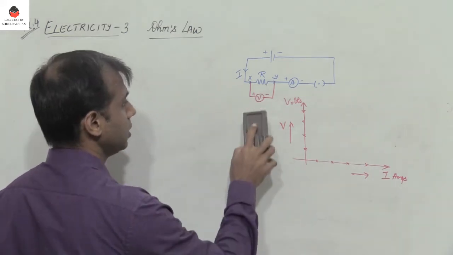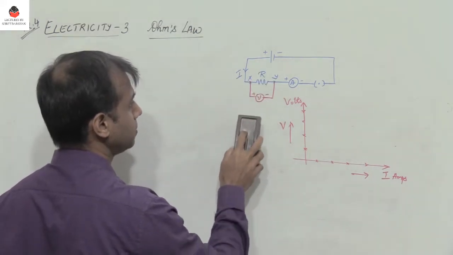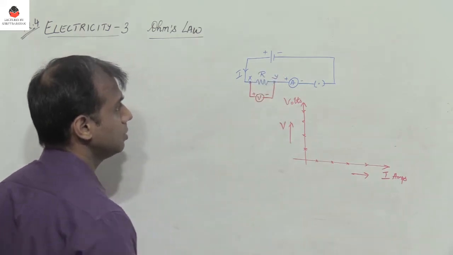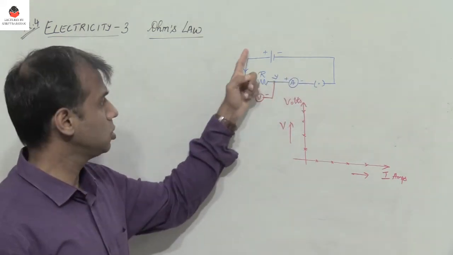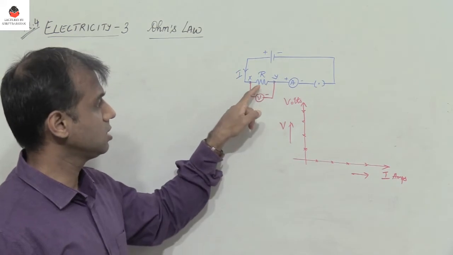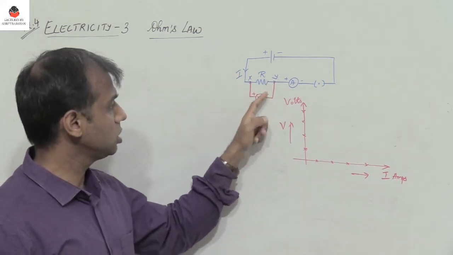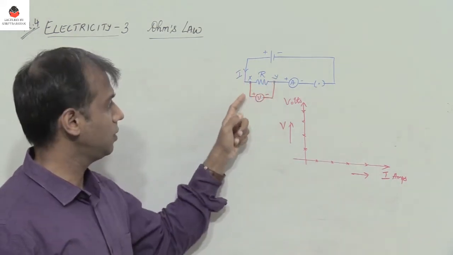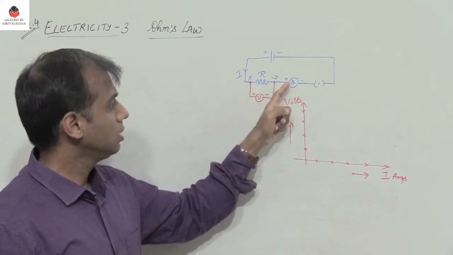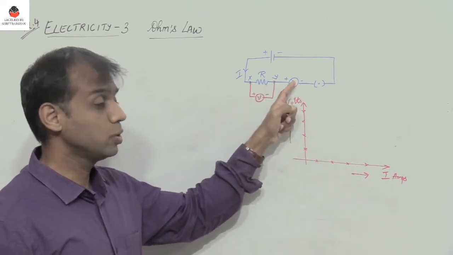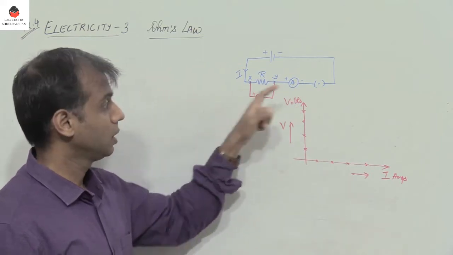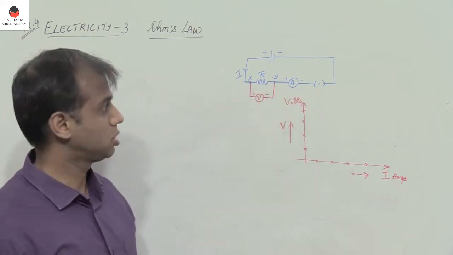So we have current which is flowing from the positive terminal to the negative terminal. So I have current I, resistance R, and to measure the voltage between the resistor I have connected a voltmeter. There is an ammeter connected in series which will measure the current flowing, and the switch is closed.